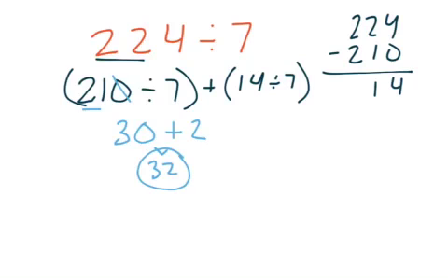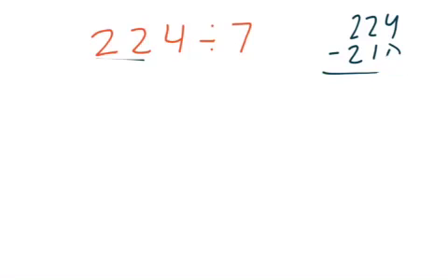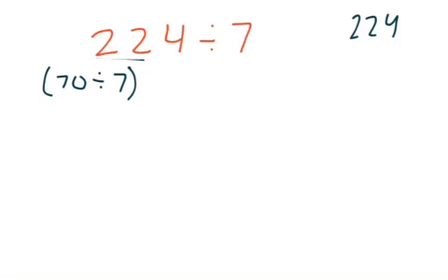But let's say you didn't think about this. Let's say you forgot what 7 times 3 was. You could always start with just 7 times 10. You could backtrack and say, okay, I don't know my 7 facts too well, so I'm going to use what I know. Let's say you wanted to do it that way. That's fine. You can start with 70 divided by 7. What's important is that you go over and you subtract.